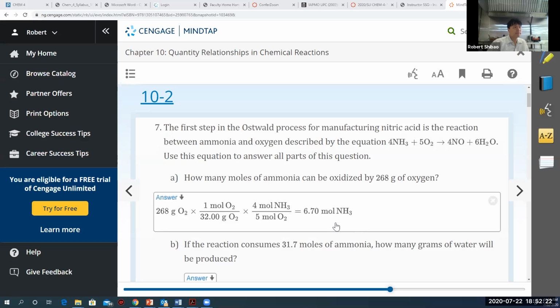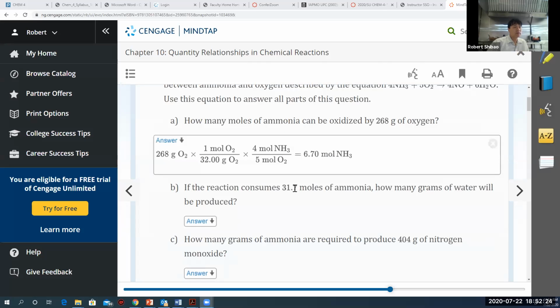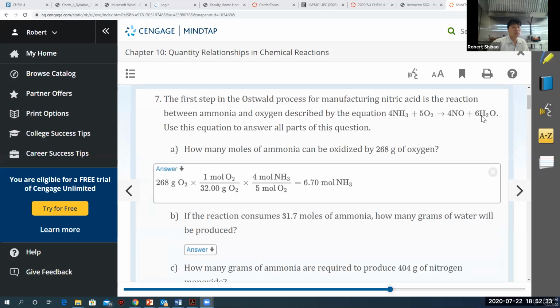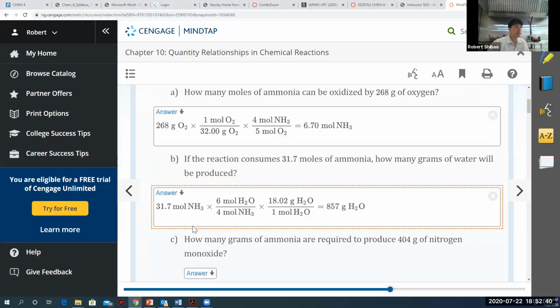So, baby steps. If the reaction consumes 31.7 moles of ammonia, how many grams of water will be produced? So we go moles of ammonia to moles of water using the mole ratio, 4 moles of ammonia, 6 moles of water. And then moles of water to grams. So moles of A to moles of B, moles of B to grams of B. The molar mass of water is 18.02: oxygen 16.00, and then 2 hydrogens at 1.01 each, so it's 2.02, 18.02.